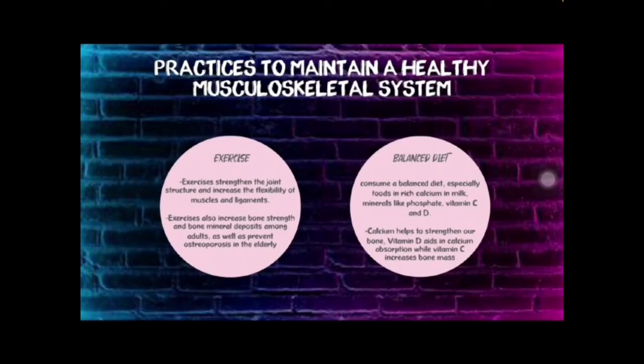So, the next practice to maintain a healthy musculoskeletal system is exercise. Exercise can help to strengthen the joint structure and increase the flexibility of muscles and ligaments. Apart from that, it also increases our bone strength and bone mineral deposits among adults, as well as preventing adults from getting osteoporosis in the elderly.